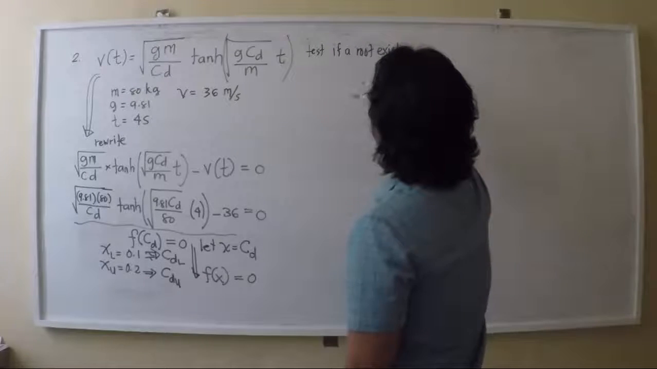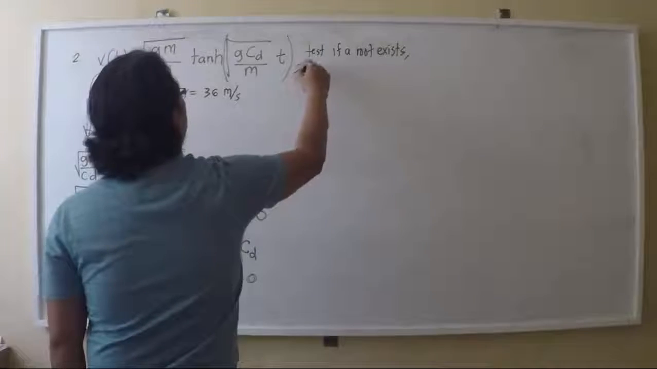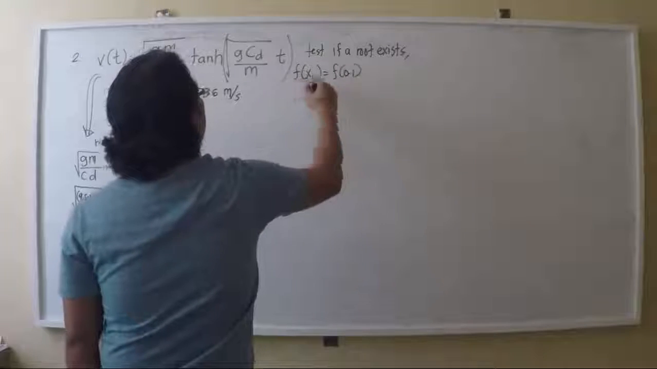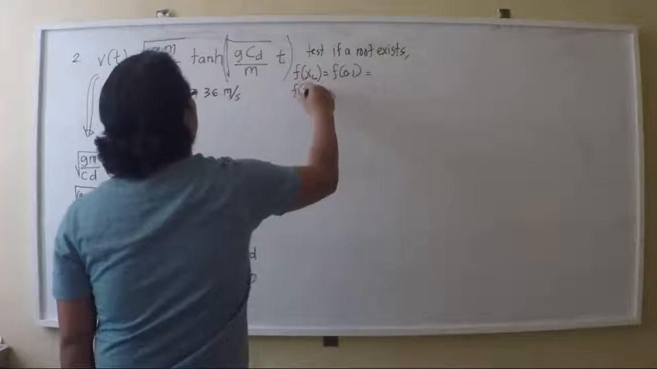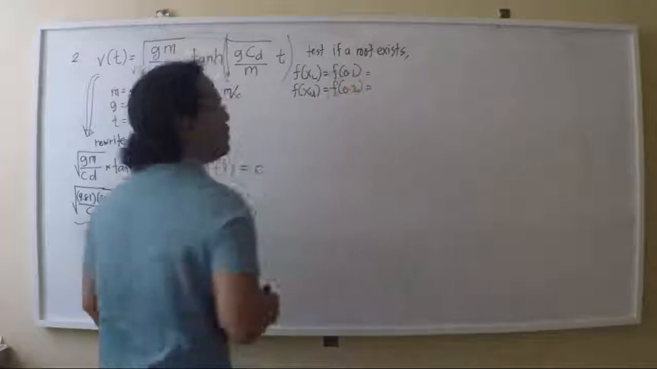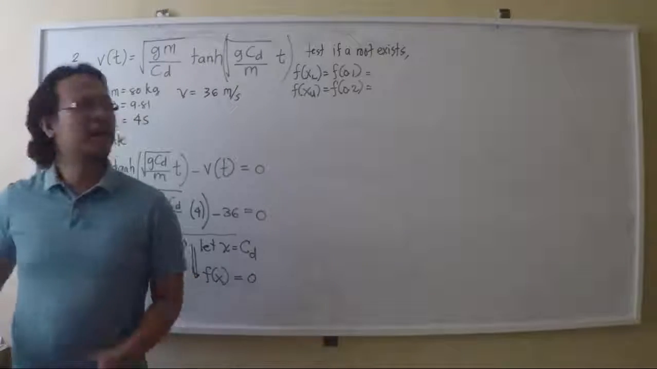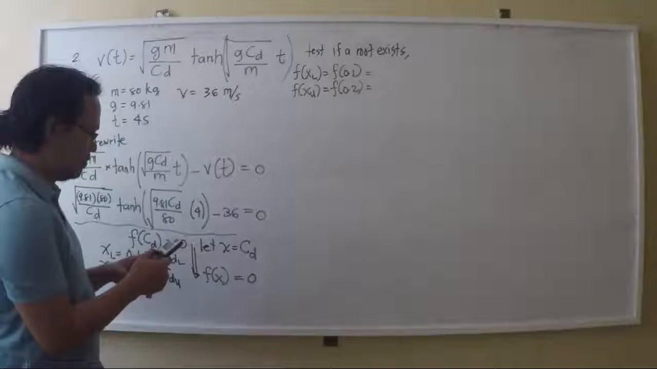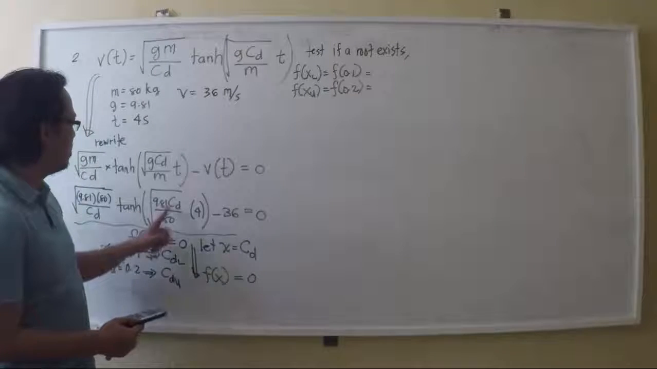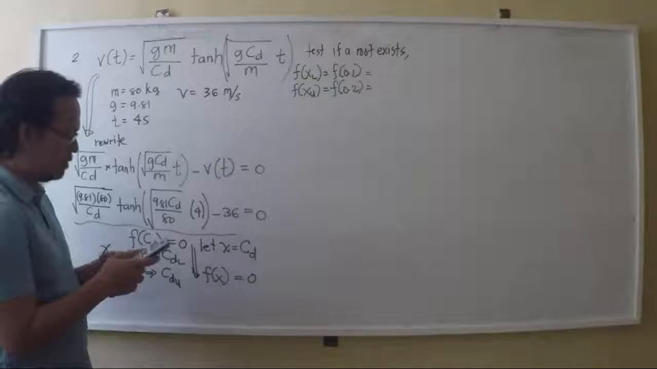Okay. So to do that, we will check f of xl, which is equal to f of 0.1, and then we will check f of xu, which is equal to f of 0.2. So let's try to do that. I will use my calculator. I have a hyperbolic tangent here, so I can just do this easily. Remember that CD here is x. Okay, we'll just let that one. So I will do that.